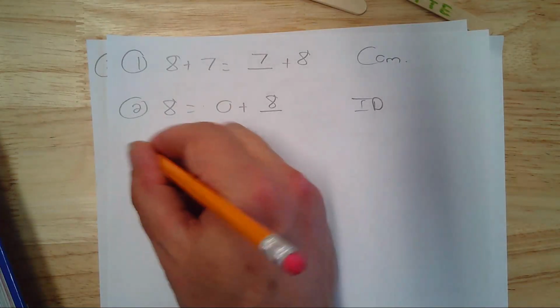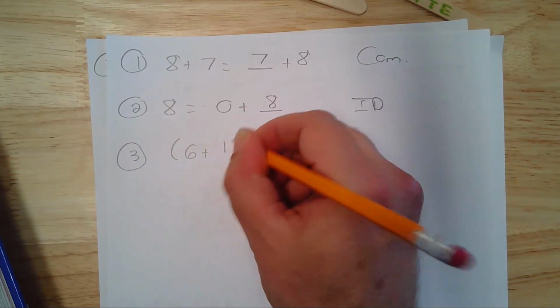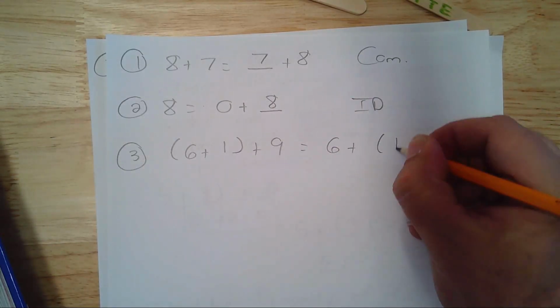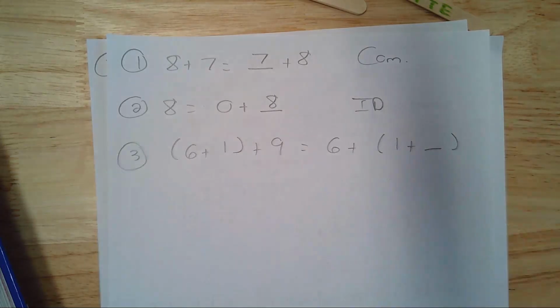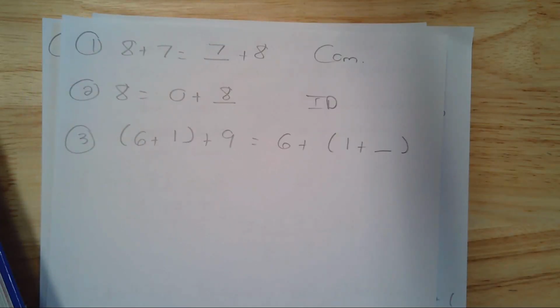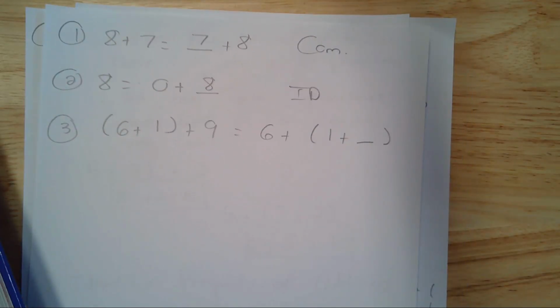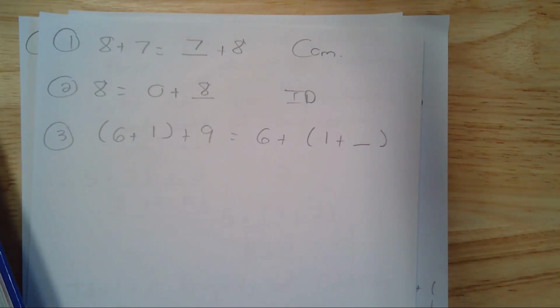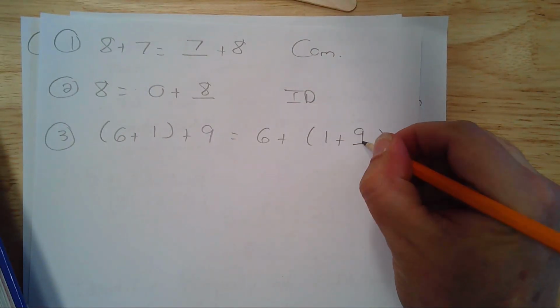Number 3. 6 plus (1 plus 9) equals (6 plus 1) plus something. So what am I missing in that box to make it equal? We know it's equal because the equal sign is there. Both sides have the exact same amount. So what am I missing in that box? Emma? A 9, that is correct.